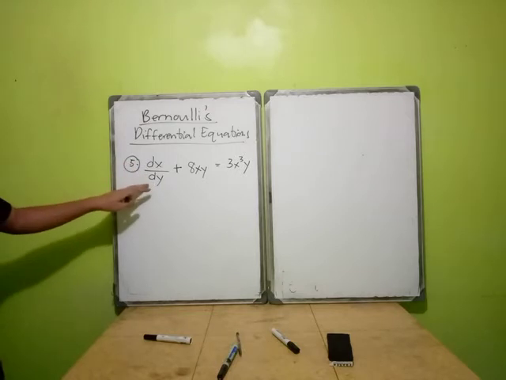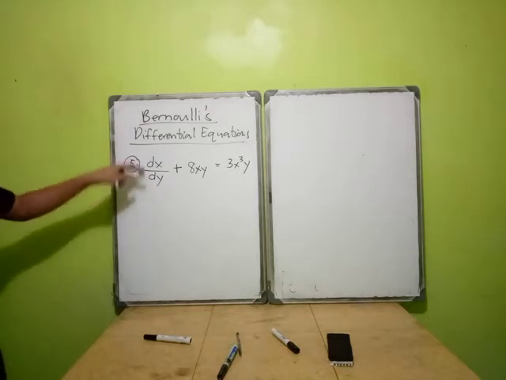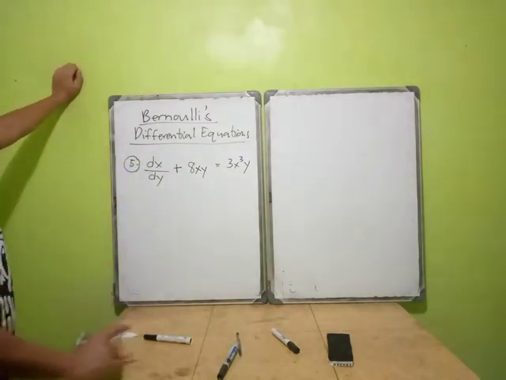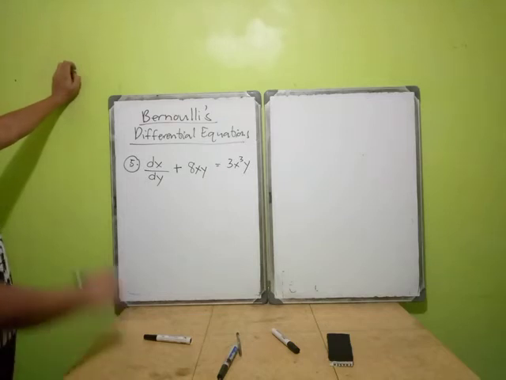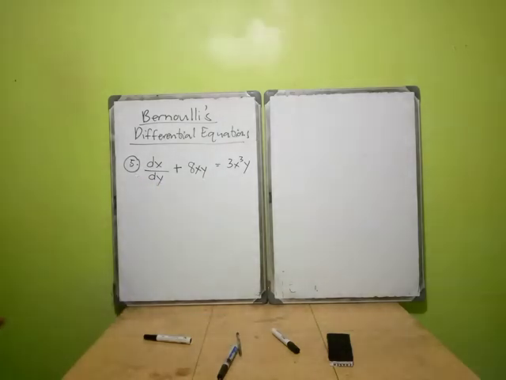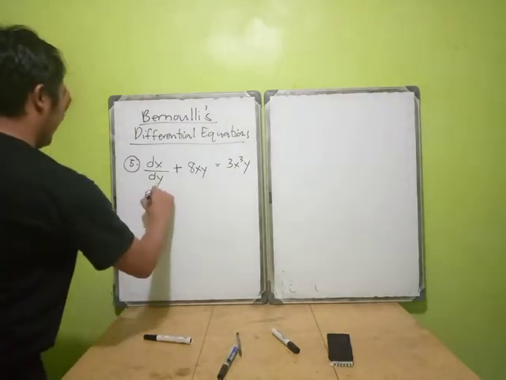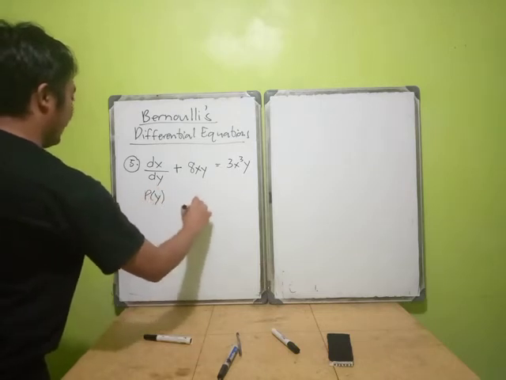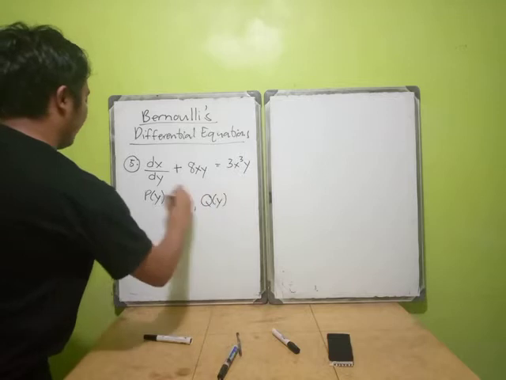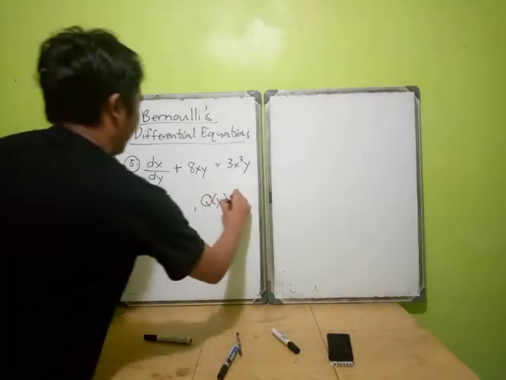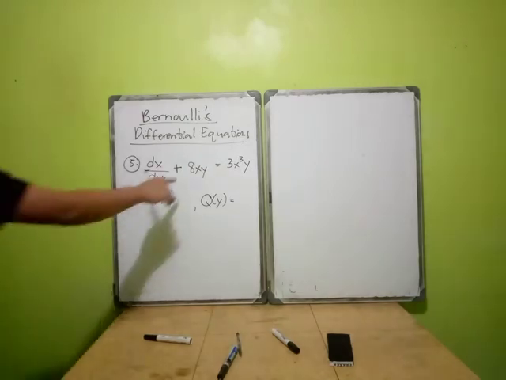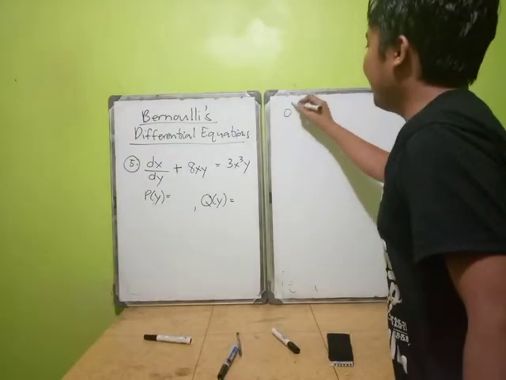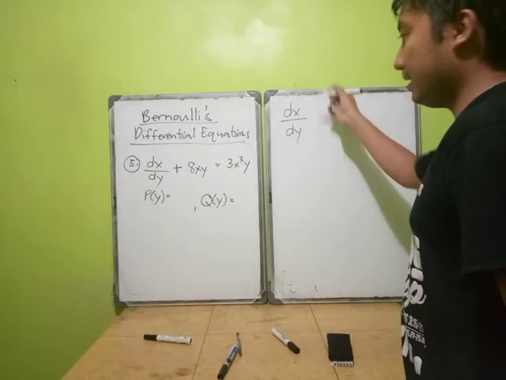Kung nasa ibaba si dx, si x dito sa differential term, hanapin din natin si x. So dito, nasa ibaba si y, so hanapin natin si y. So ang hanapin natin is si py, tsaka si qy. Okay. So, hanapin natin. Ano si py? Si py ay yung katabi ni x. Okay, so remember this term. Okay, so baka nalimutan nyo. This is just the general equation.